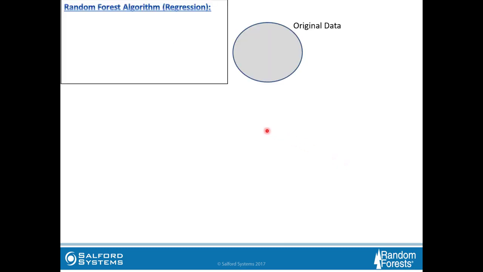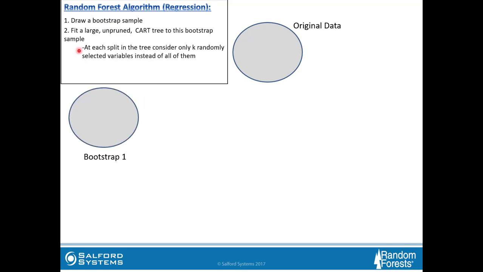Okay, so that brings us to the random forest algorithm for regression. Here we draw a bootstrap sample from the original data, and then we fit a large unpruned CART tree to this bootstrap sample. The twist here is that at each split in the tree, we consider only k randomly selected variables instead of all of them.